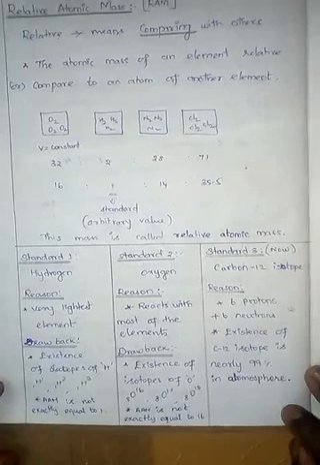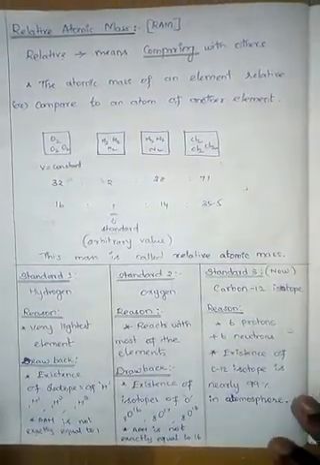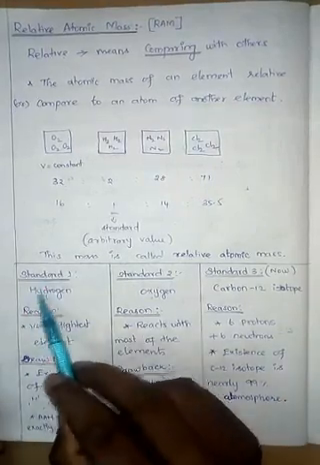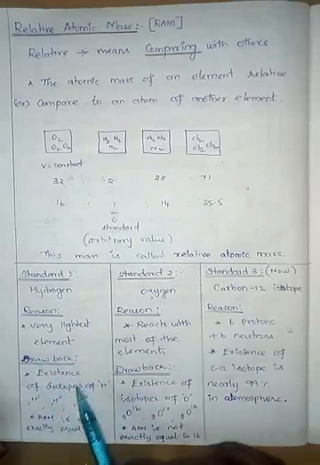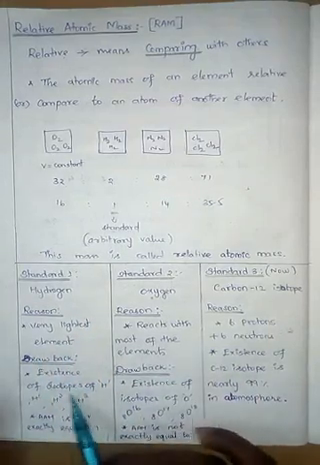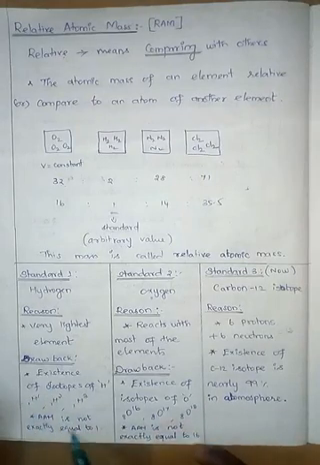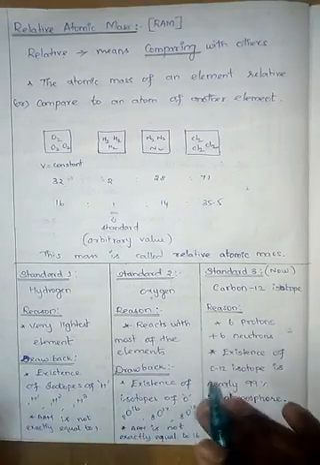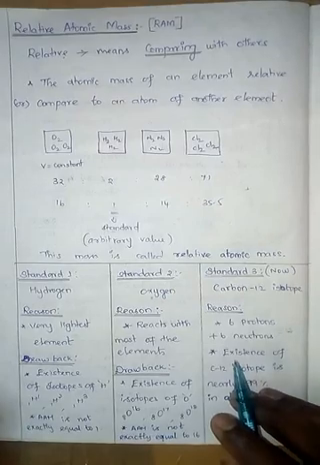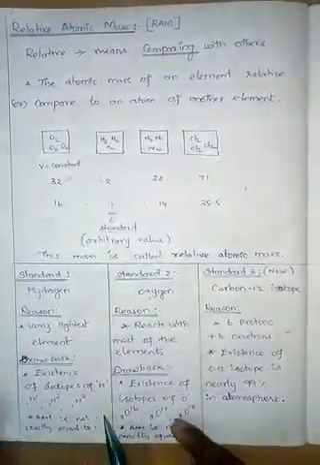The scientists have used various standards depending upon the time. Now the first standard was hydrogen. The reason is it is the lightest element. And what are the drawbacks? After the discovery of the isotopes of hydrogen, the atomic mass of hydrogen is not exactly equal to 1.0. The mass is somewhere near 1.008. So nowadays they don't use this as a standard.